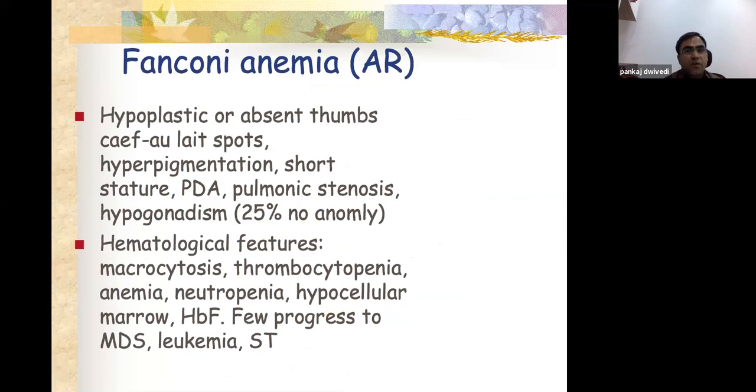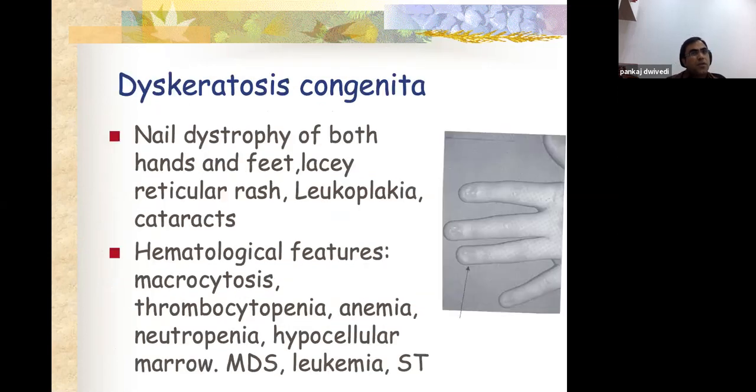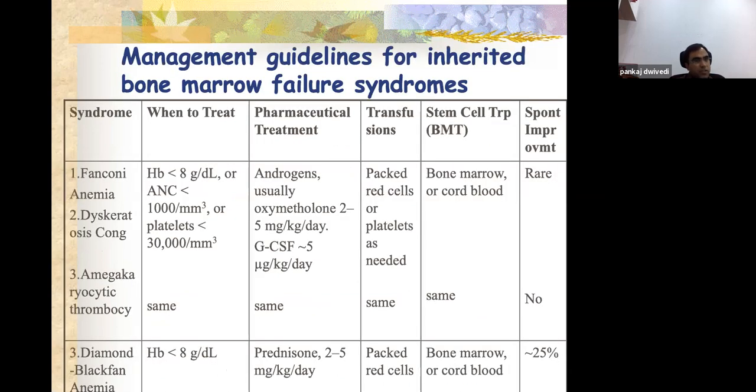So this is a little bit about Fanconi anemia. There are hypoplastic or absent thumbs, cafe-au-lait spots, hyperpigmentation, short stature. You may find PDA, pulmonary stenosis, hypogonadism. Hematologically, as I said, macrocytosis is there, pancytopenia is there, and a few progress to MDS, leukemia, and solid tumors. Dyskeratosis congenita: nail dystrophy is there, and in hematological features you will find pancytopenia, and they can change into MDS, leukemia, and solid tumors as well.